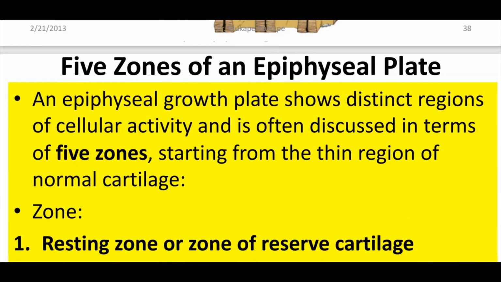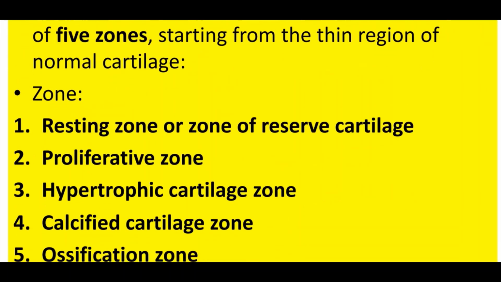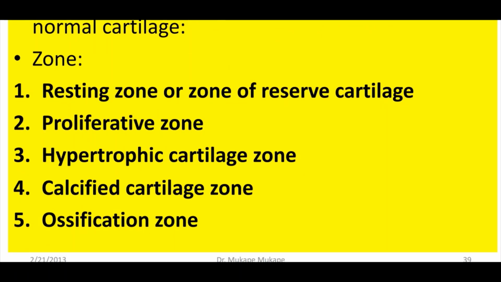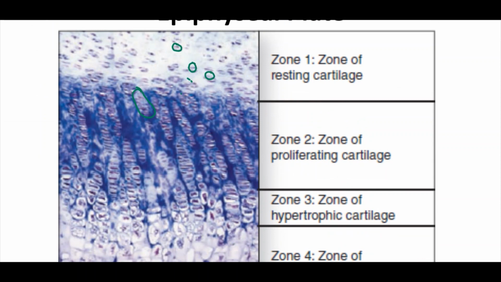Okay, so now let's look at the 5 zones of an epiphyseal plate, which is called the growth plate. So number 1, everyone is supposed to know this. There's the resting zone, or the zone of reserve cartilage, and then the cartilage is resting. After it is resting, it will start proliferating, which is known as the proliferation zone. After the cartilage proliferates, it is going to hypertrophy. After it hypertrophies, then it is going to be filled with calcium, and then bone will form in the ossification zone.